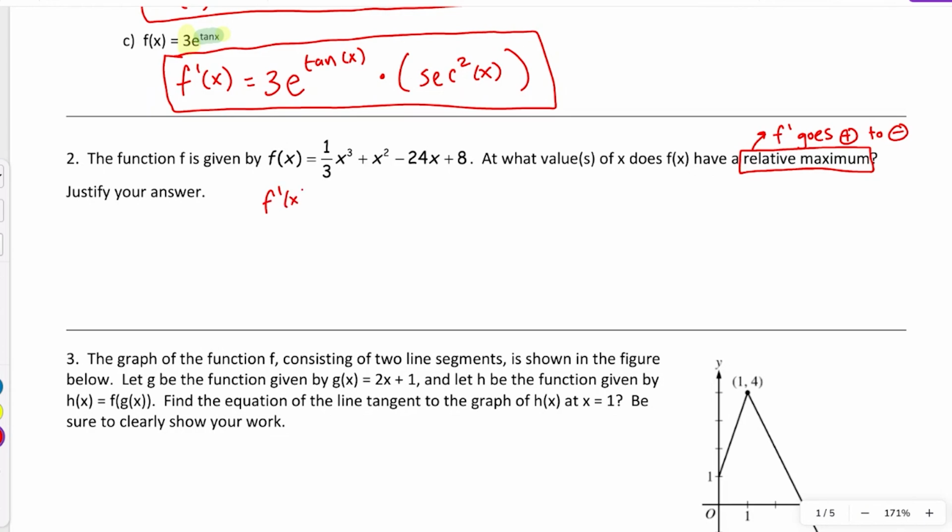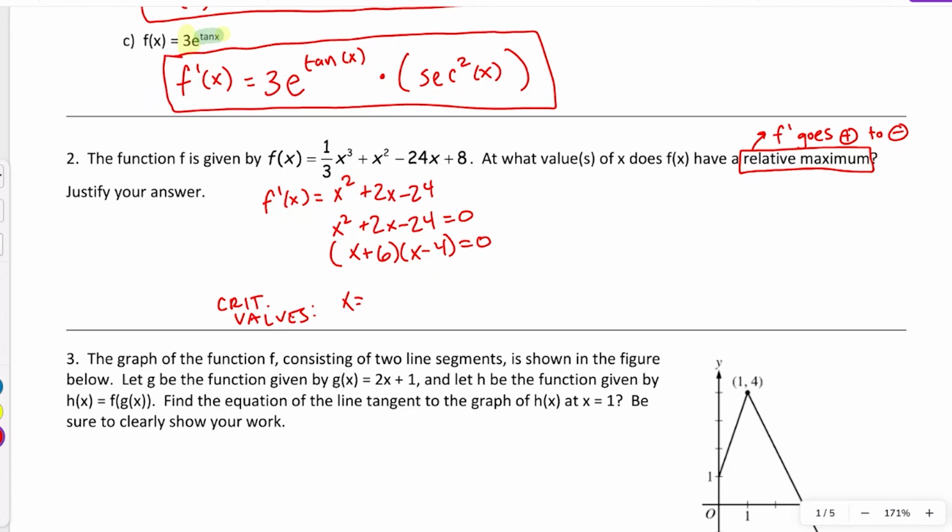So f prime, using the power rule, will be x squared, because 3 times 1/3 is 1, plus 2x minus 24. To find the critical values of f, we set the derivative equal to 0, and then solve. And I can solve by factoring this into x plus 6 times x minus 4. And I get two critical values. Maybe I'll label this. My critical values are at x equals -6 and x equals 4.